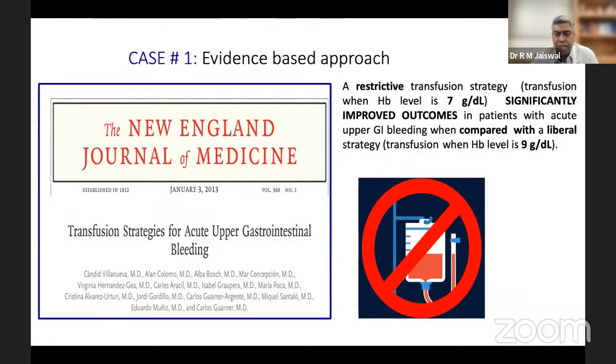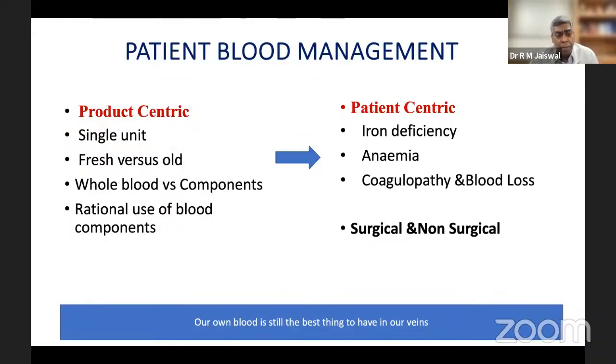Transfusion, we are using these terms frequently in this presentation. The restrictive transfusion strategy is when we transfuse when the patient has a hemoglobin of 7 gram per dl, and liberal transfusion is when the patient has a hemoglobin of 9 gram per dl. And basically, we need to be product-centric.